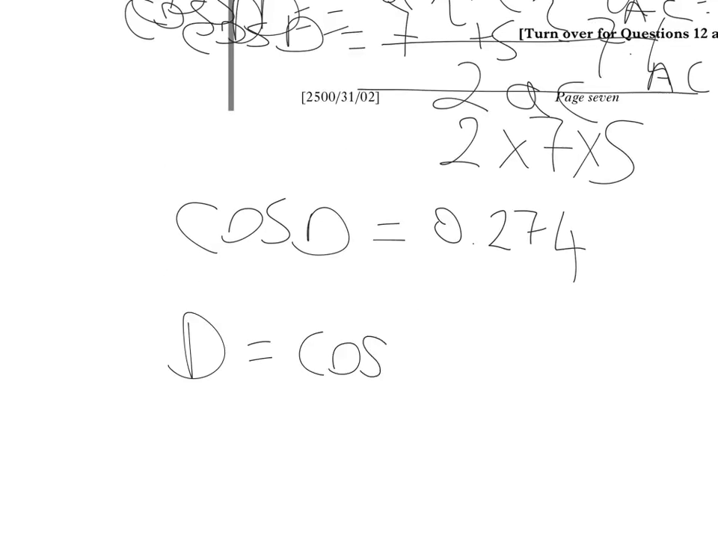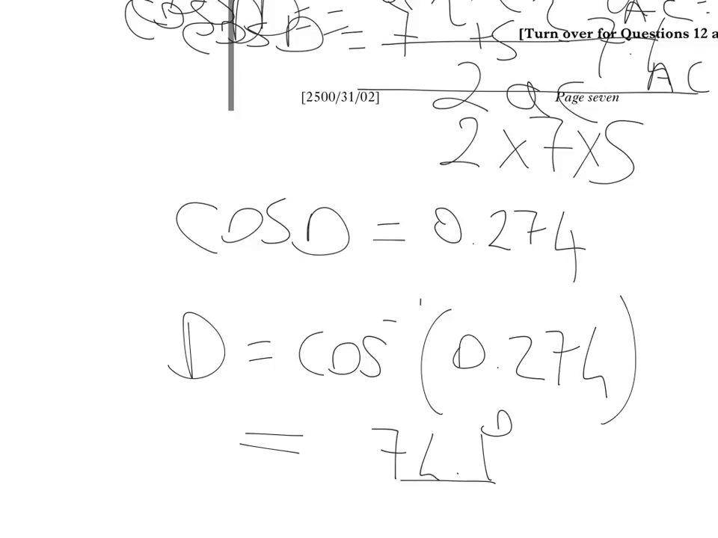So the angle D is going to be equal to cos inverse 0.274. Enter that back into the calculator. And that will give me 74.1 degrees, and that's the final answer to the question.